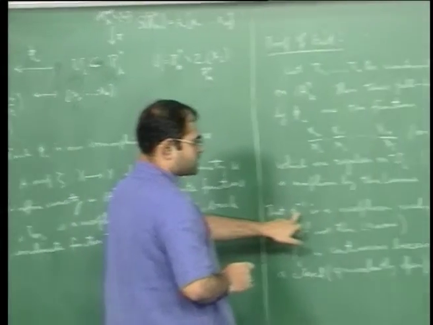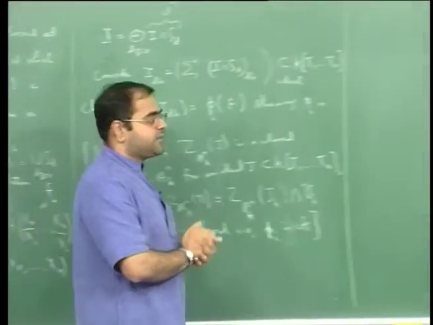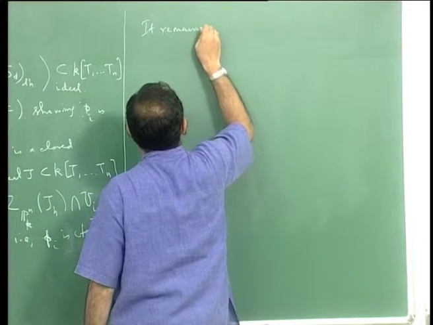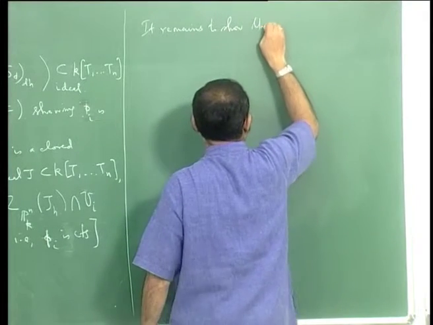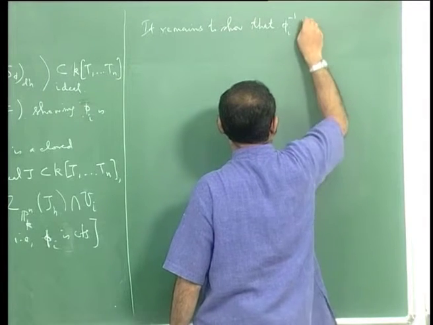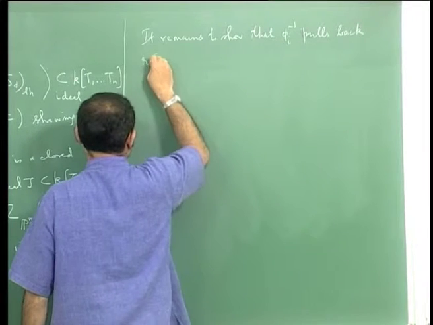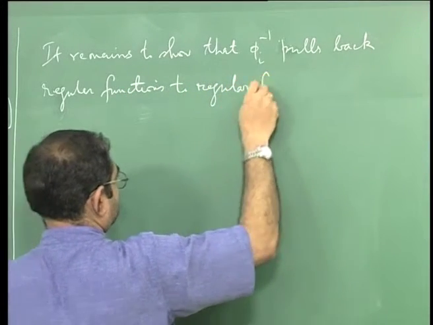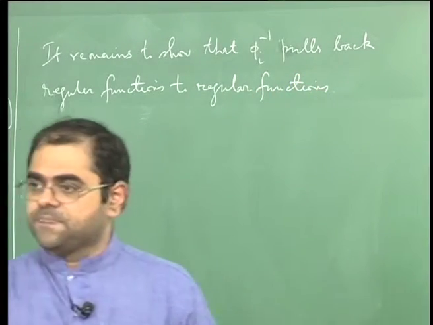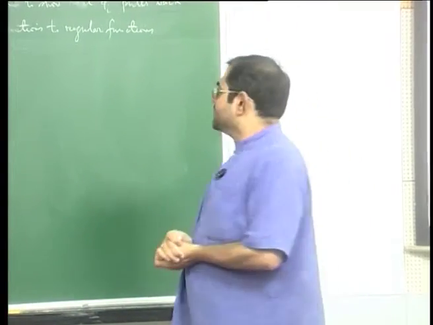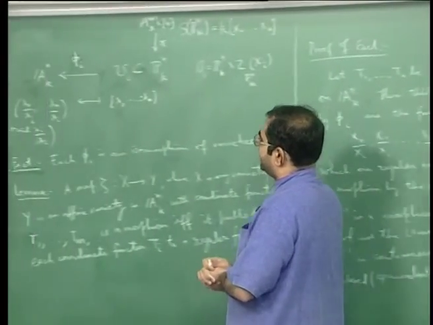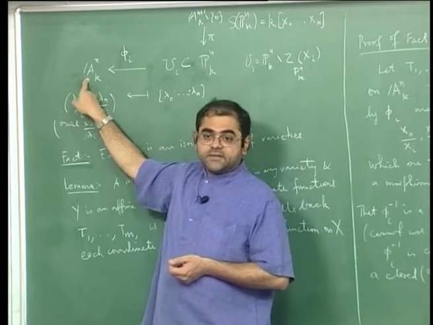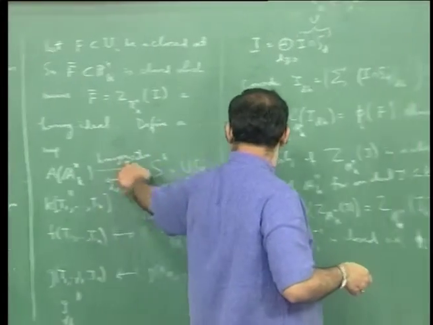I needed to check that phi inverse is a morphism. I have already checked that phi inverse is continuous. I will have to only check that phi inverse pulls back regular functions to regular functions. So it remains to show that phi inverse pulls back regular functions to regular functions, and that would make phi inverse a morphism, and that together with the fact that phi is a morphism will tell you that phi is an isomorphism. So what should I do? I have to show that this map pulls back regular functions to regular functions. So I should take a regular function here, compose it with this map and show that the resulting function here is regular. So that's also easily written in terms of the dehomogenization map.